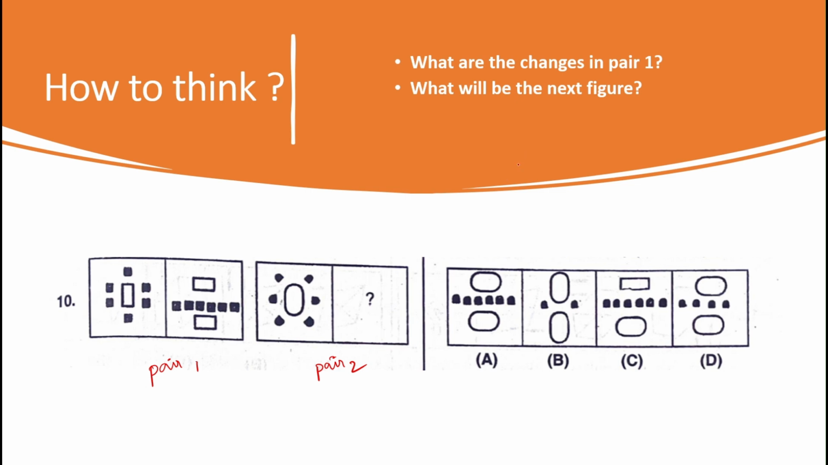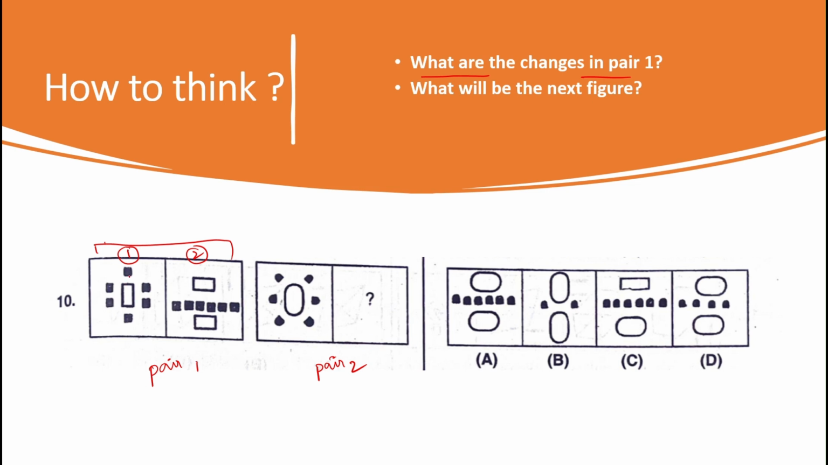While having these 2 pairs, first of all we have to think what the changes are in pair 1. So in this pair 1 some changes have happened. This is the first figure and this is the second figure. First of all we have to know what changes happened, so we will think what changes happened from the first figure to the second figure.